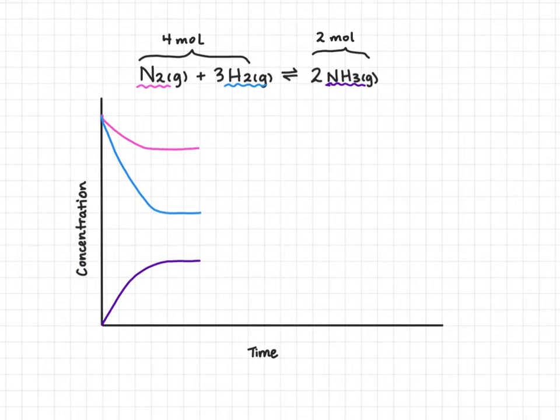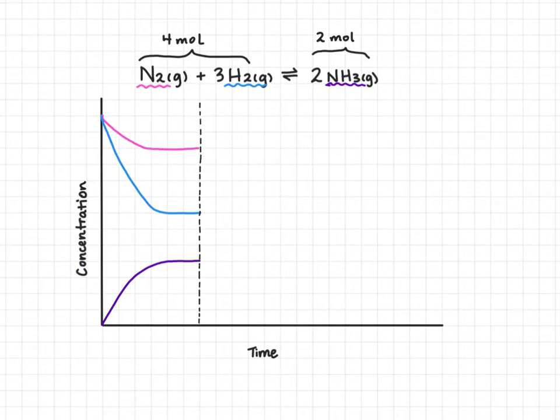So we have our graph. Nitrogen is in pink. We see equilibrium has been established. Hydrogen is in blue. We see equilibrium established and a change 3 times as big as that for nitrogen. And then ammonia is in purple, and again we see an establishment of equilibrium and a change twice as big as that of nitrogen. So we're going to introduce a stress at the indicated space on the graph.